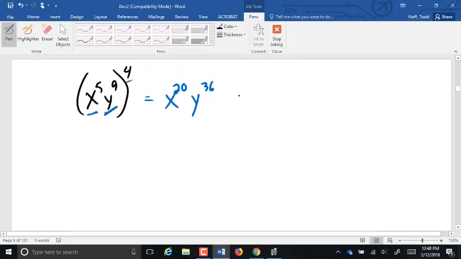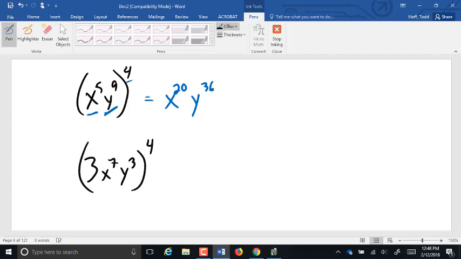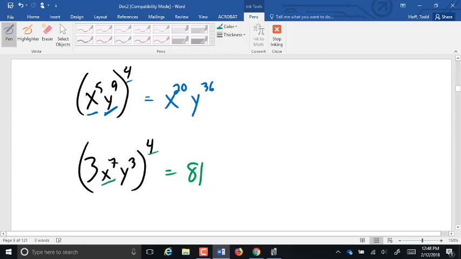It also applies if we put numbers on there. I can do each piece separately. Now we got to be careful here. 3 to the power of 4 is not 12. We actually have to do that power. That's 4 3's multiplied together, which is 81. X to the 7th to the power of 4 is x to the 28th, and y to the 3rd to the power of 4, y to the 12.